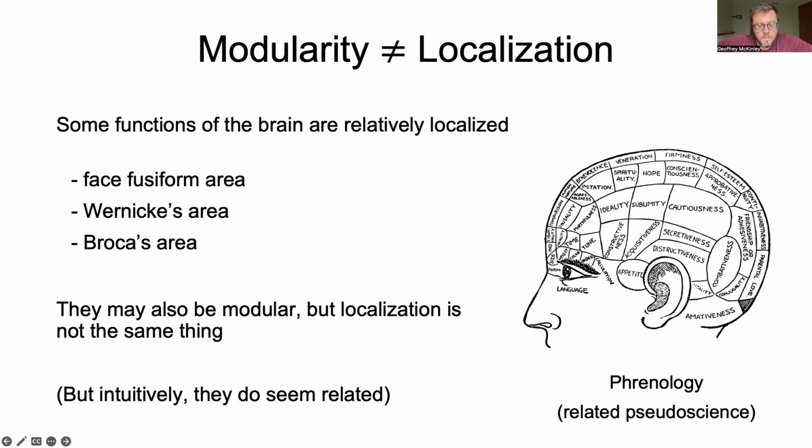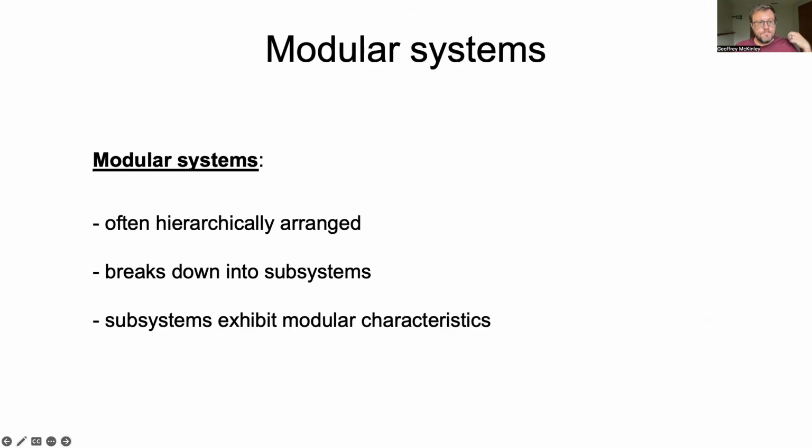Okay, so now that we've talked about localization, I'm going to talk more about modularity. Modular systems, as I mentioned in the previous video, are often hierarchically arranged, meaning that one subsystem does something and then spits that information into another subsystem and then into another subsystem, right? But they're hierarchical in the sense that module three can't do its job without module two and module one doing their jobs. They also break down into subsystems, and these subsystems exhibit modular characteristics.